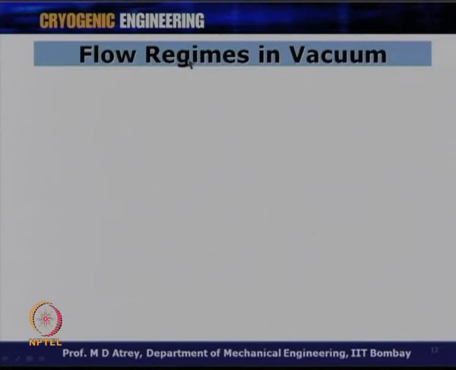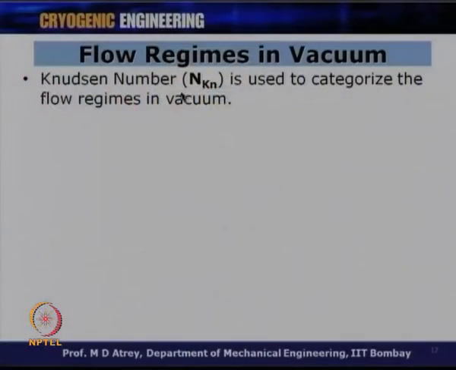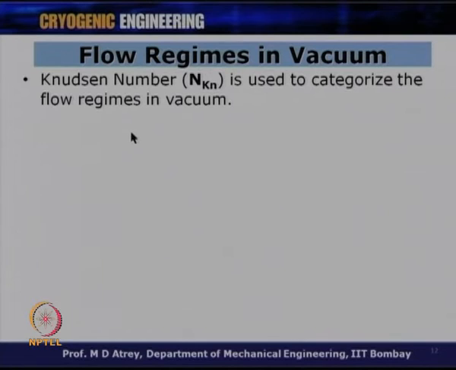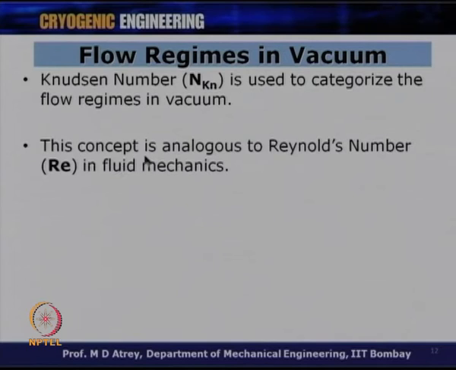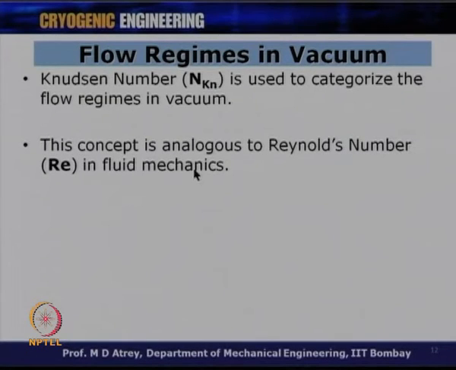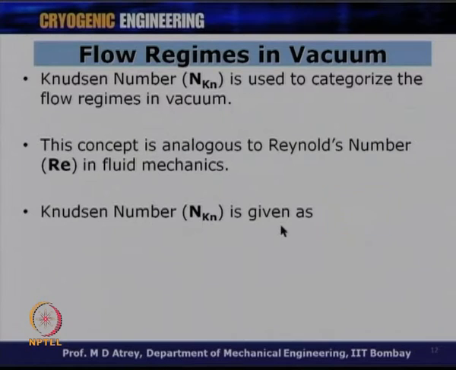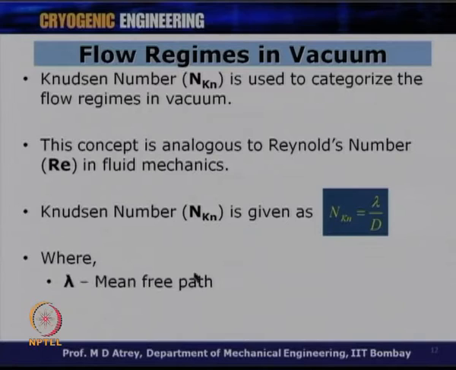If we go to vacuum now, we get a different flow regime, and we do not have Reynolds number in vacuum. What we have here is called Knudsen number, normally written as Kn, which is used to categorize the flow regimes in vacuum. The moment we specify Knudsen number, we know that we are talking about flow regimes in vacuum. This concept is analogous to Reynolds number in fluid mechanics, and the Knudsen number is given as Kn equal to lambda by d, where lambda is the mean free path and d is the characteristic diameter or dimension.